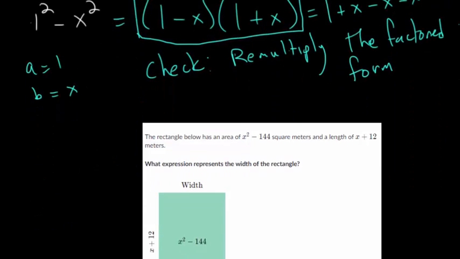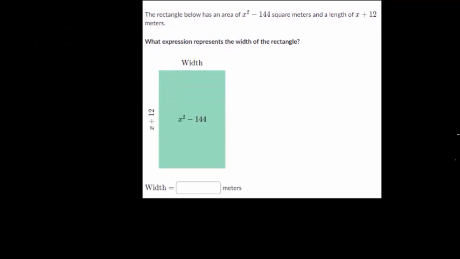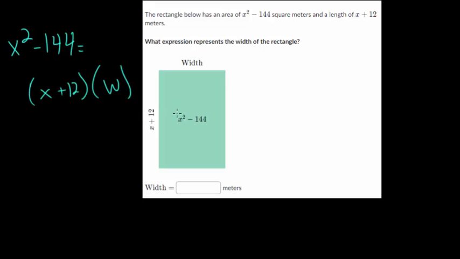And let's keep going. So this one you will sometimes see where you have a picture. And we know the rectangle has an area of x squared minus 144 square meters and a length of x plus 12. So that's our length here. And we need an expression that represents the width. So we have this x squared minus 144, and this is equal to x plus 12 times the width.